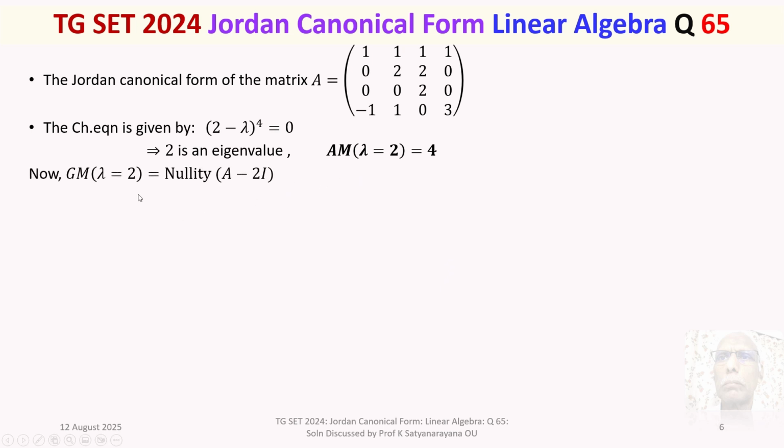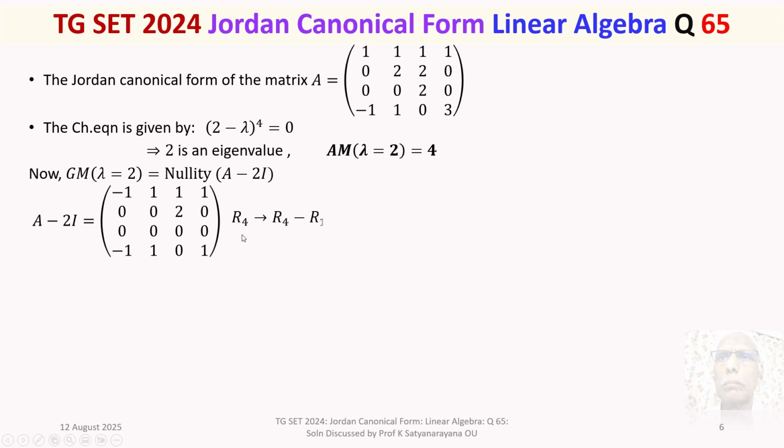Now, we find out the geometric multiplicity of lambda equal to 2. Geometric multiplicity is nothing but the nullity of A minus 2I. So, you take A minus 2I, that means subtract 2I from A. So, it will be 1 minus 2, minus 1; 2 minus 2, 0; 2 minus 2, 0; 3 minus 2, 1. The remaining elements are same as A. This is A minus 2I.